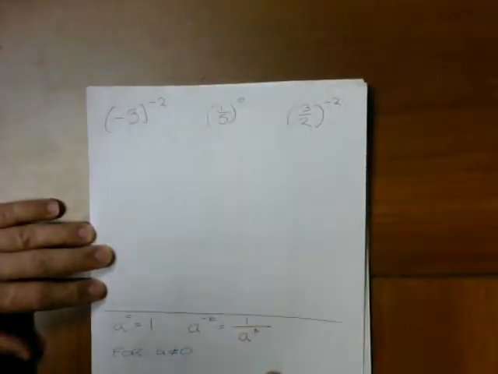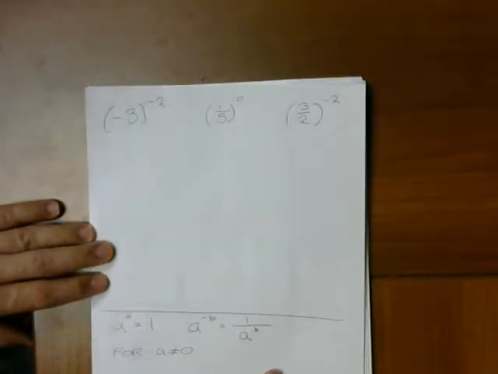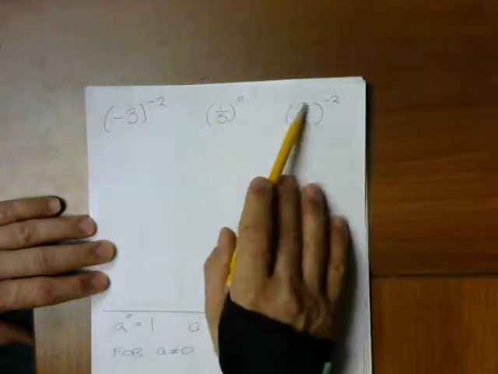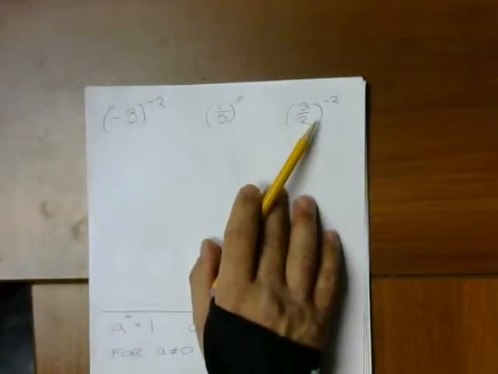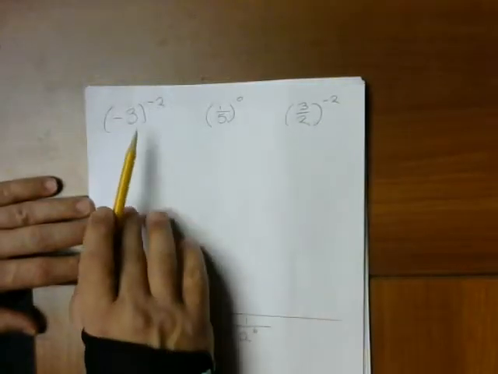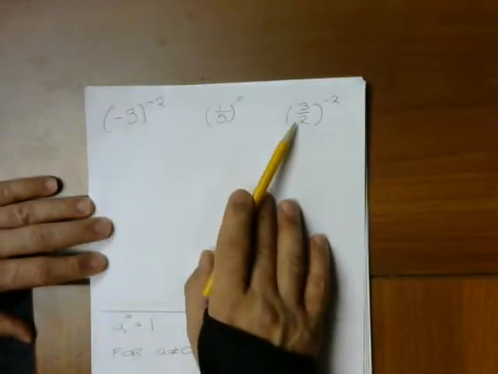Hi, let's look at some more expressions involving exponents. So what do we have here? We have some things with exponents that are negative or exponents that are zero. We mixed in some fractions to try to make it a little more challenging. So let's try to figure out a way of simplifying these three things.